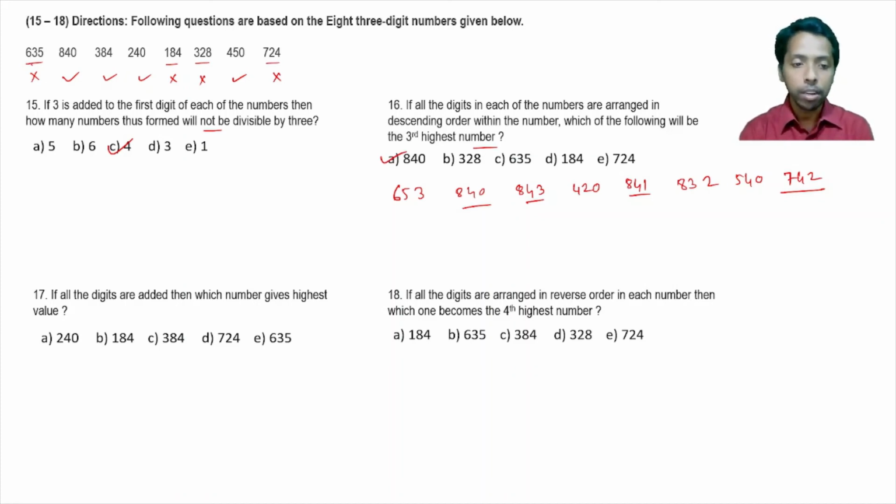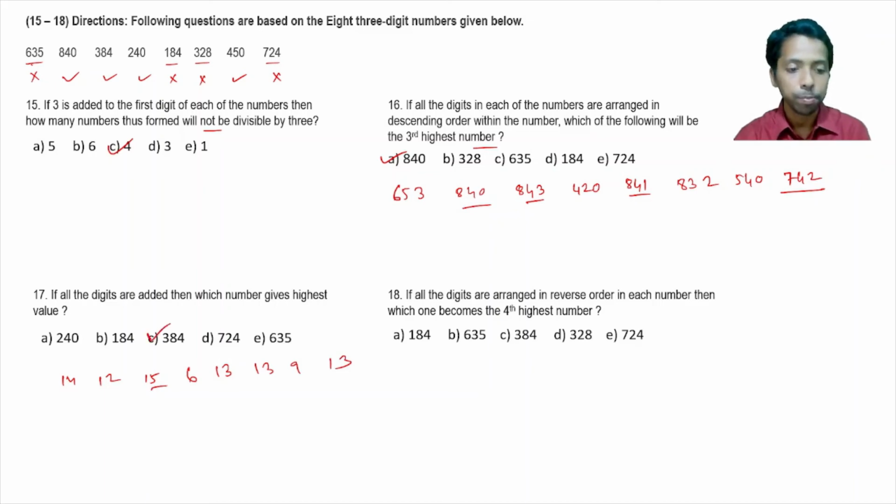That is it, right? If all the digits are added, then which number gives highest value? Okay, so add this 6, 5, 3, 14. So first one 14, next one is 12, next one is 12, 15, right? Yes, this is 6, this is 12, 13, this is 13, again 9, this is 6, 13. So third one, that means 384, option C.